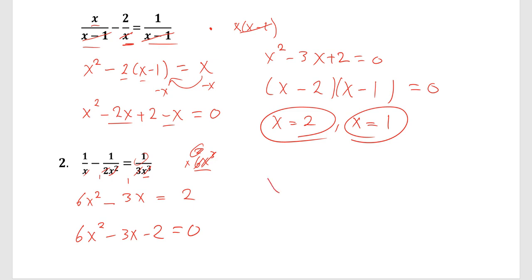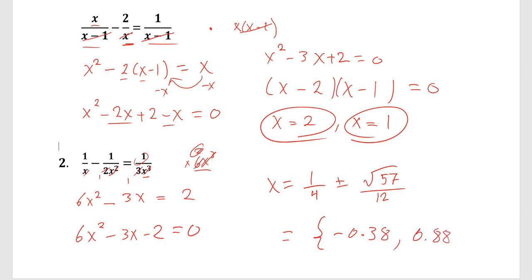we'll end up getting x equals 1/4 plus or minus, this is 1/4, I promise you, 1/4 plus or minus the square root of 57 over 12. Okay, which when evaluated gives us minus 0.38 and 0.88. That's my solution set.